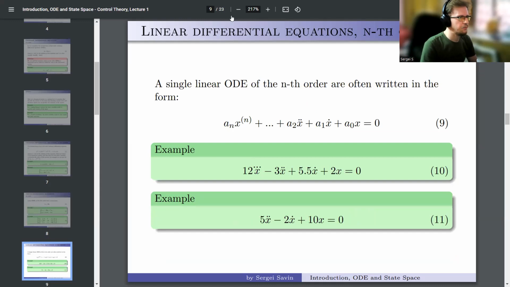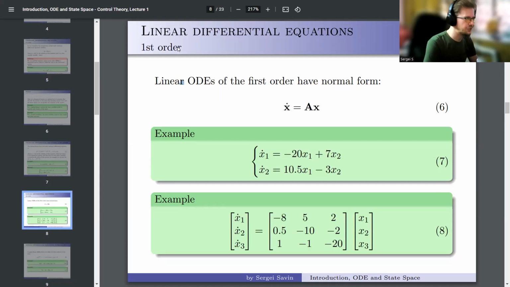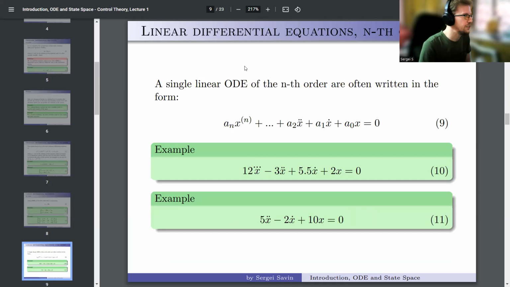Now, we can have a not first order ODE. This was a first order, right? First order meaning derivative is 1. So x dot, that is the highest order derivative. We can have a single ODE, but a higher order ODE, right? Doesn't have to be first order, right? We can have nth order ODE.